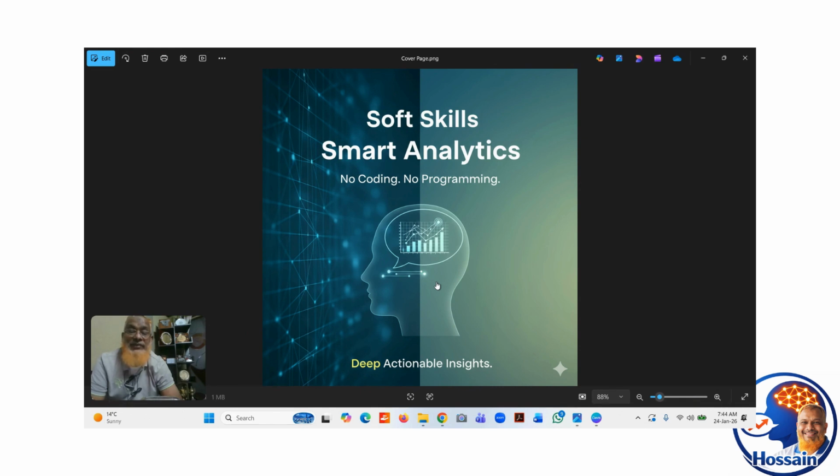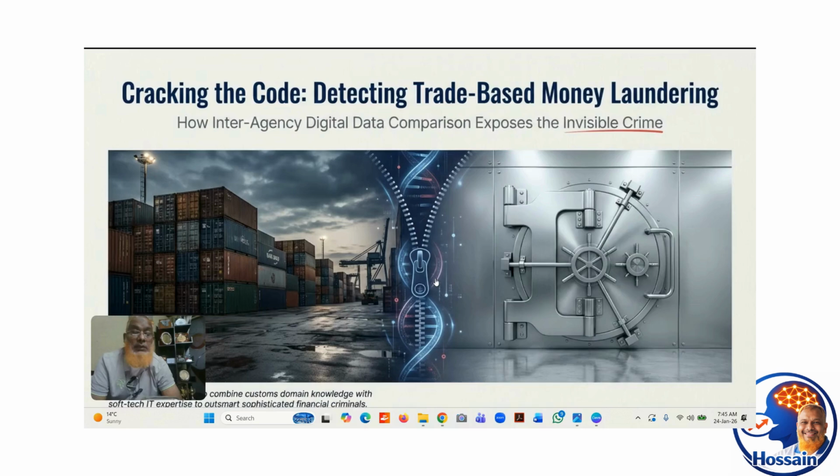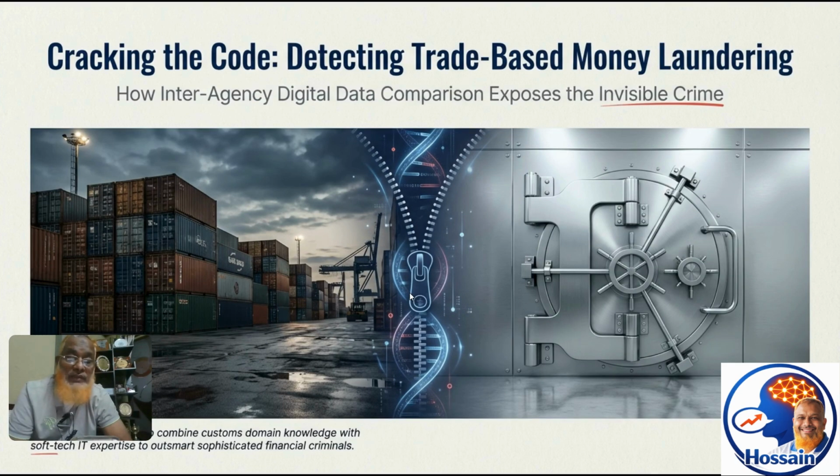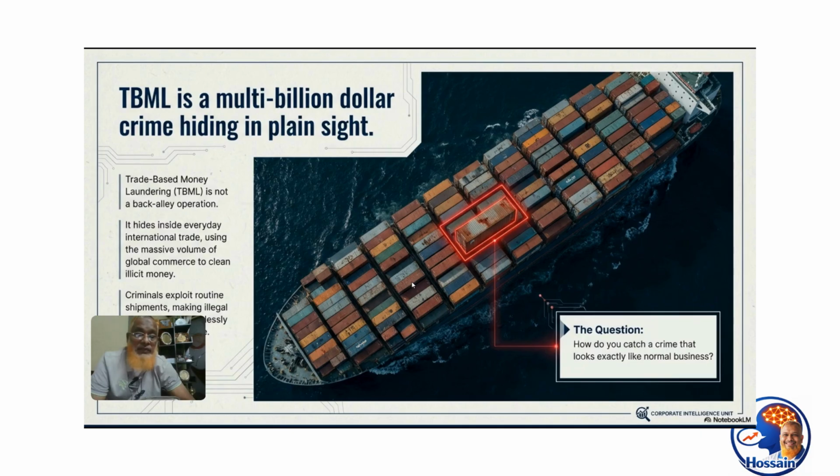In my previous video, I showed how customs domain knowledge combined with IT expertise can outsmart gold smugglers. Today, I am taking that idea further. I'll show you how interagency digital data comparison using a simple soft tech tool already within your reach can help uncover crime that costs the global economy billions of dollars every year, yet hides in plain sight. We are talking about trade based money laundering, TBML.